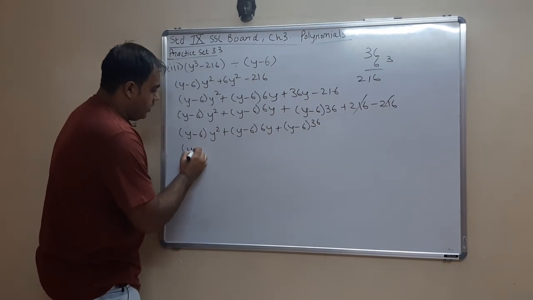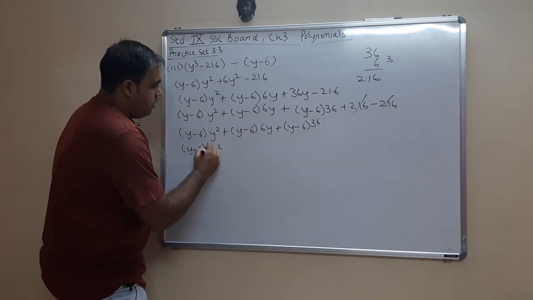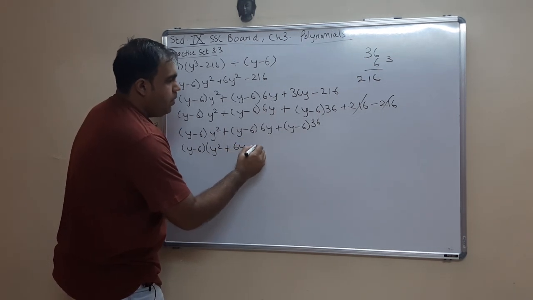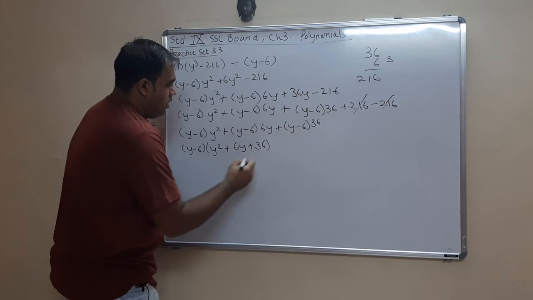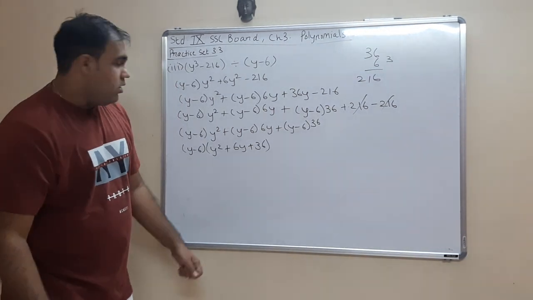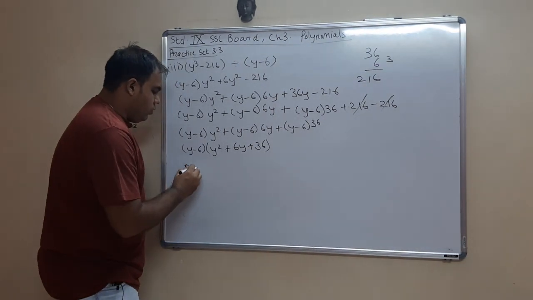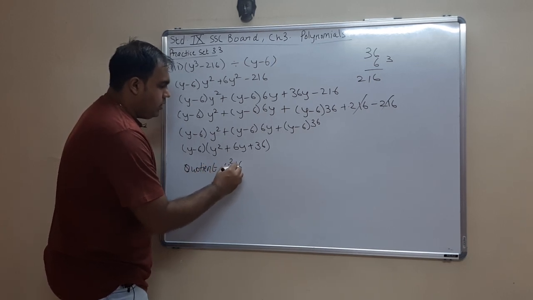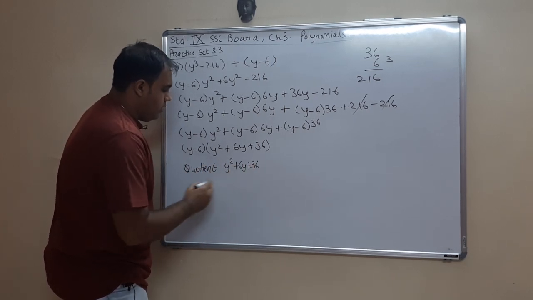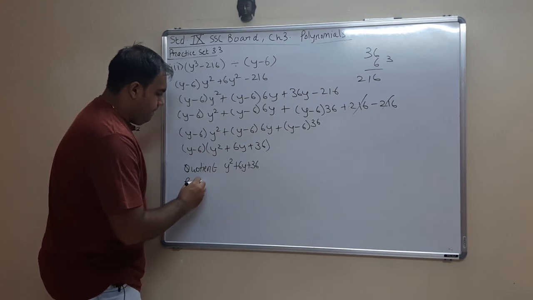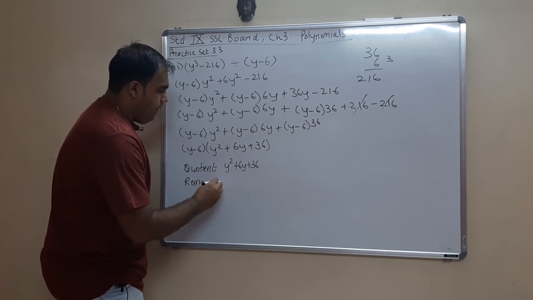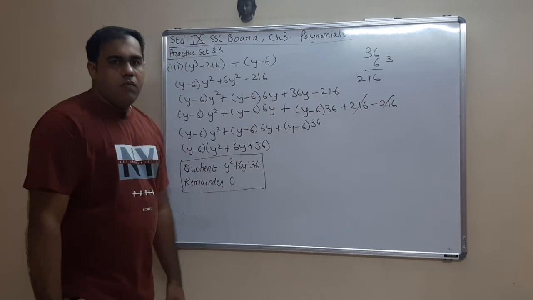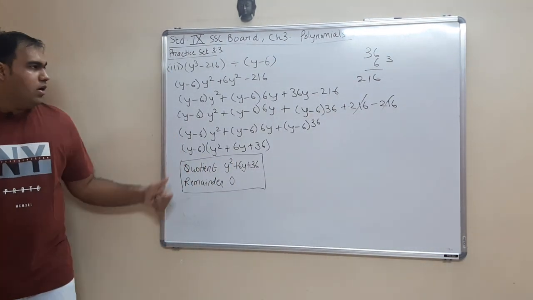Now we'll take y minus 6 common. y square plus 6y plus 36. So here remainder is 0, perfect division, and we are going to write the answer as quotient y square plus 6y plus 36 and remainder 0. Okay, so please take it down.